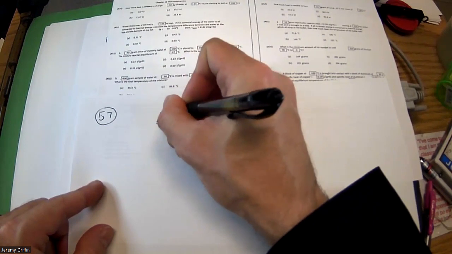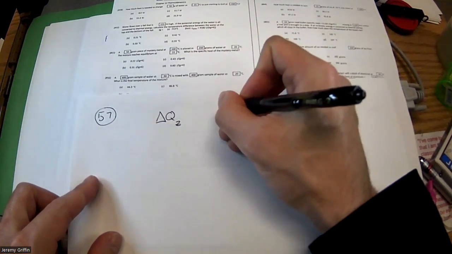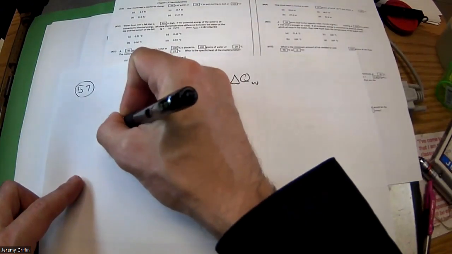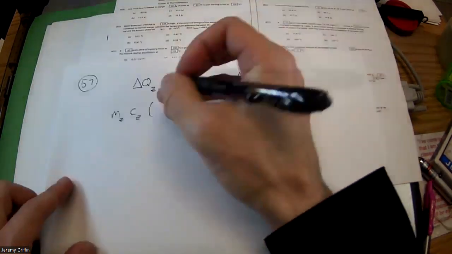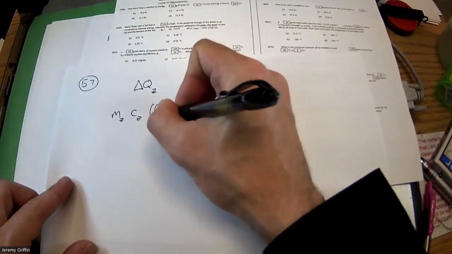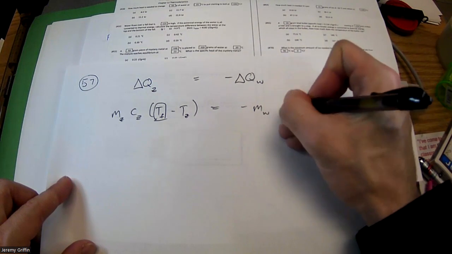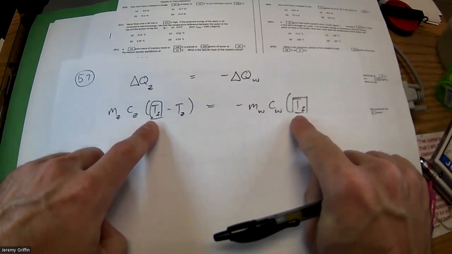I'm going to say the energy that's been lost by the zinc is exactly picked up by the water. So there's conservation of energy for thermal energy exchange. Now the zinc is going to be mass of zinc, specific heat capacity of zinc, times change in temperature of the zinc. It says what's the final temperature, so we're calling for a T final. That's equal to negative mass of water, specific heat capacity of water, and change in temperature of the water.